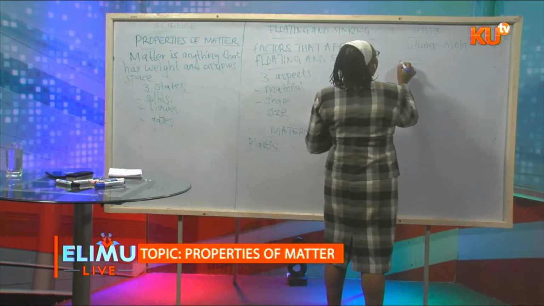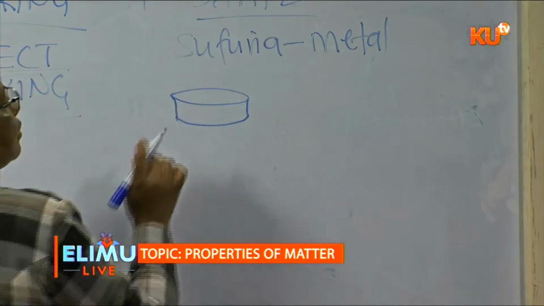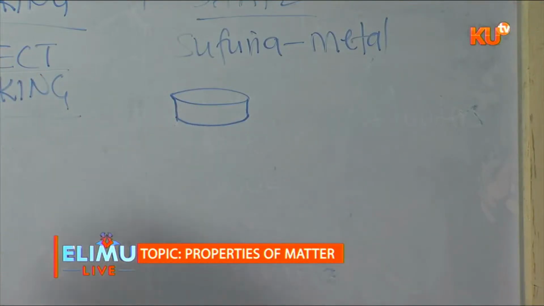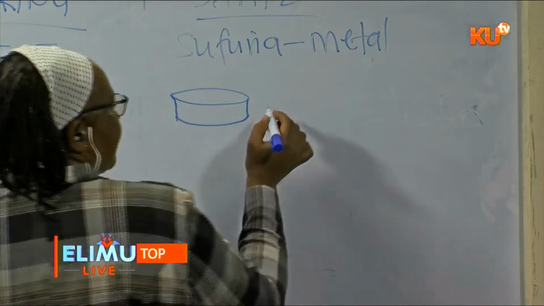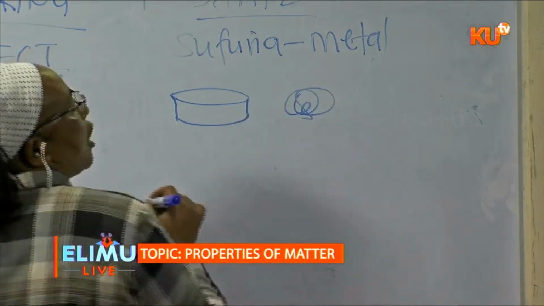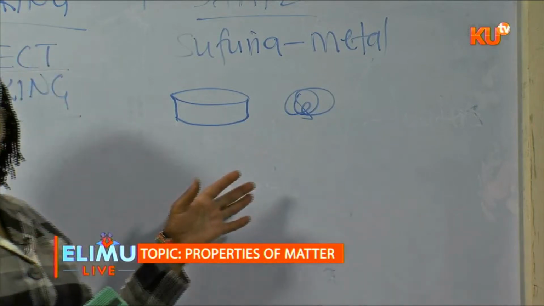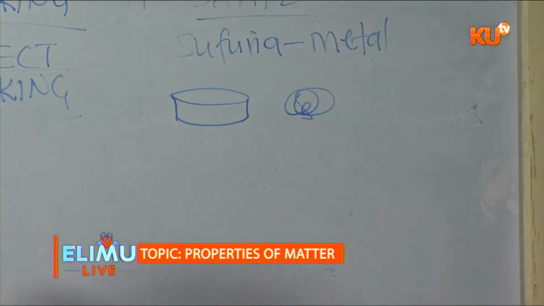It has a hollow part. This hollow part traps a lot of air. The surface area will also make it float. If you crush the same sufuria, or you make it into a ball, you crush it like that, so you make it into a ball and you put it in water, it will sink.